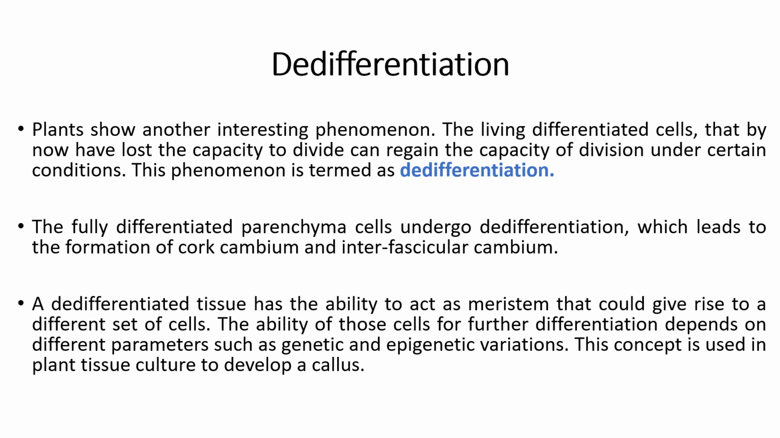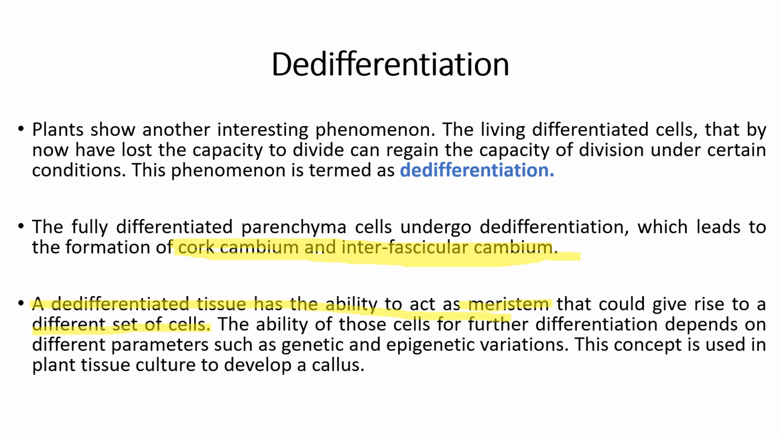The fully differentiated parenchyma cells undergo dedifferentiation, which leads to the formation of cork cambium and interfascicular cambium. A dedifferentiated tissue has the ability to act as a meristem that could give rise to a different set of cells. The ability of those cells for further differentiation depends on different parameters. In differentiation there were structural changes in the cell wall and protoplasm, whereas in dedifferentiation the parameters on which it depends are genetic and epigenetic variation.